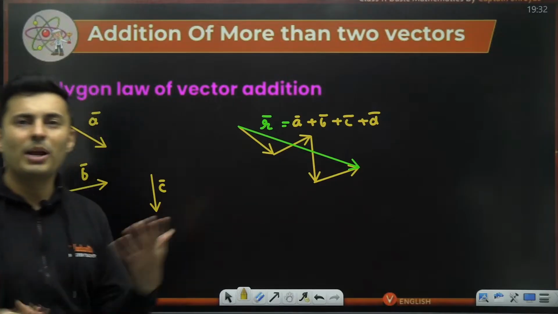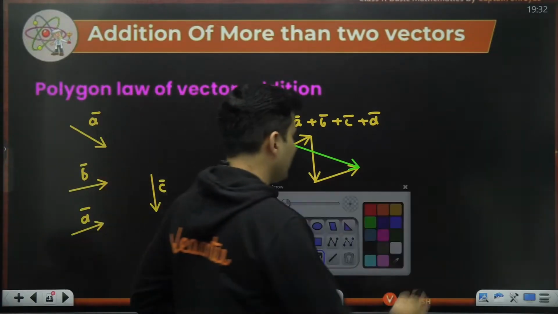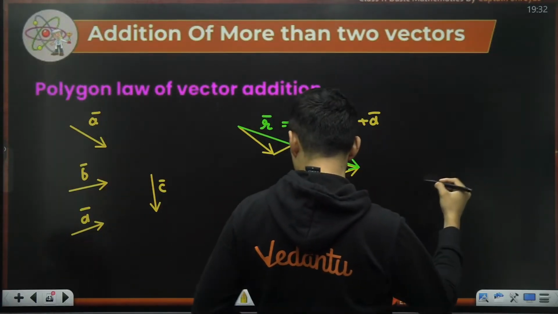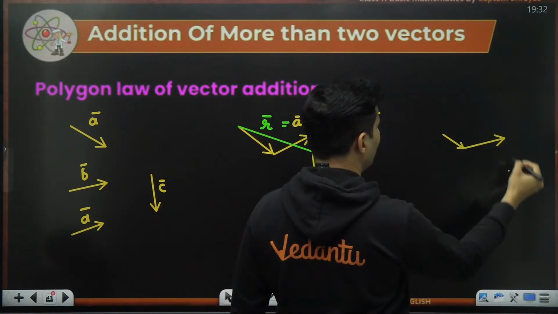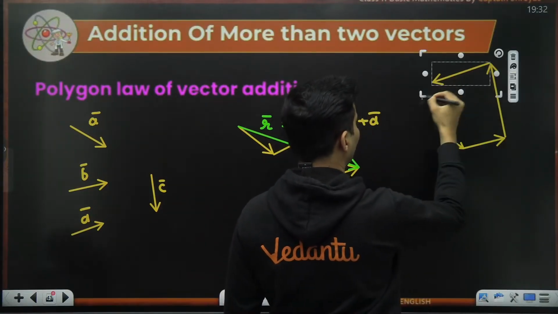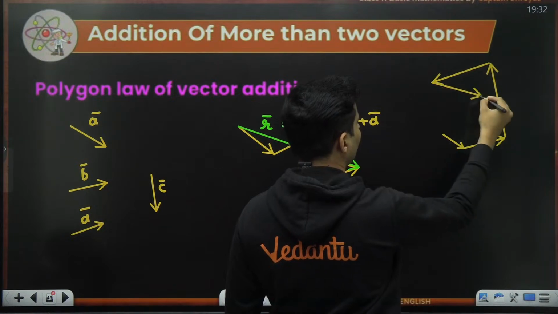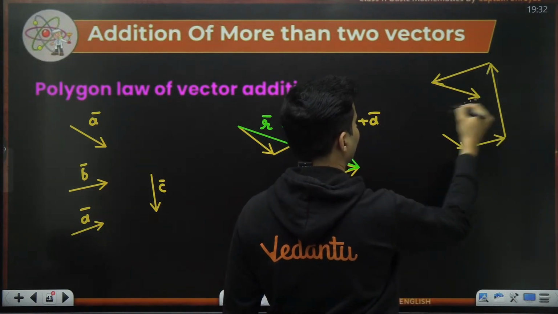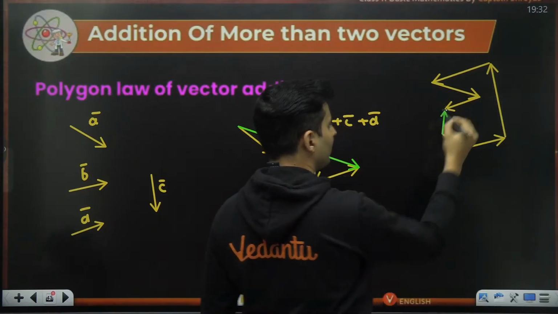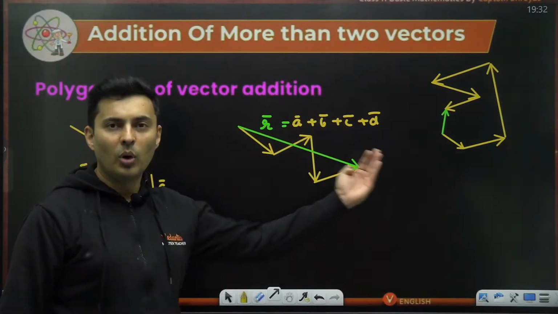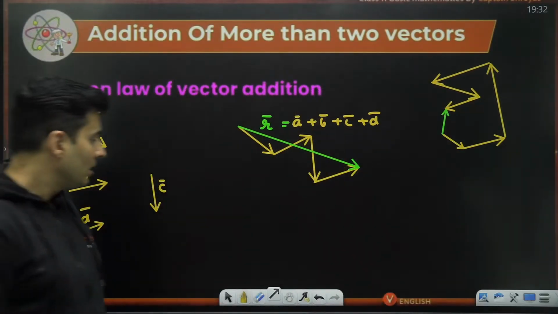So always try to make a polygon. You will always see some kind of a polygon will be formed most of the times like this. Maybe this is vector 1, then vector 2, then vector 3, then vector 4, maybe then vector 5, then maybe vector 6. Okay, fair enough. So the resultant will be this much. So this is nothing but the polygon method of vector addition.